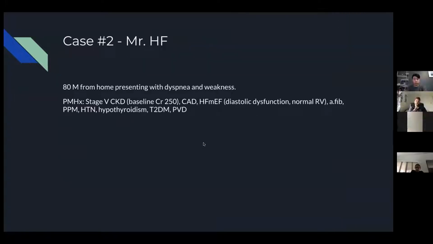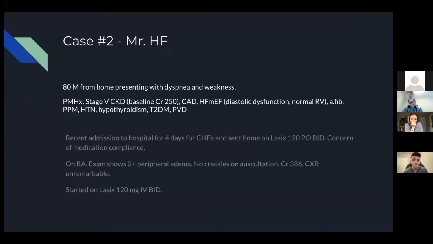Okay, so let's go on to our next case here. This is Mr. HF. He's an 80-year-old guy coming in with dyspnea and weakness and some non-specific symptoms. He does have a history of stage 5 CKD, with a baseline creatinine of 250. He has a history of HFmEF with diastolic dysfunction and a normal RV, and some other cardiac and other medical issues.